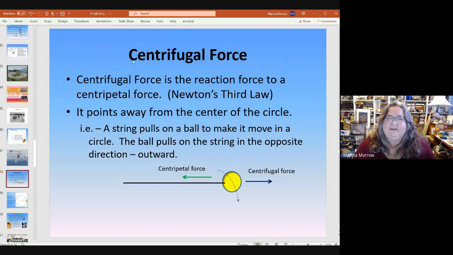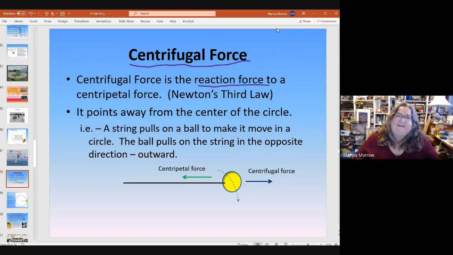Now there's a counterpart to this, which is called the centrifugal force. The centrifugal force, and I say it strongly, fugal, so you can hear the difference, is pointing away from the center, counter center. And it's a reaction force. Some people think this is an independent force by itself, but it isn't. It's just a reaction, using Newton's third law.